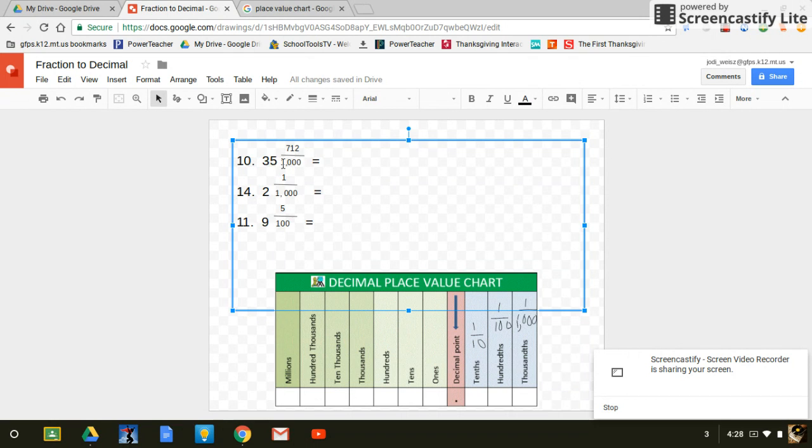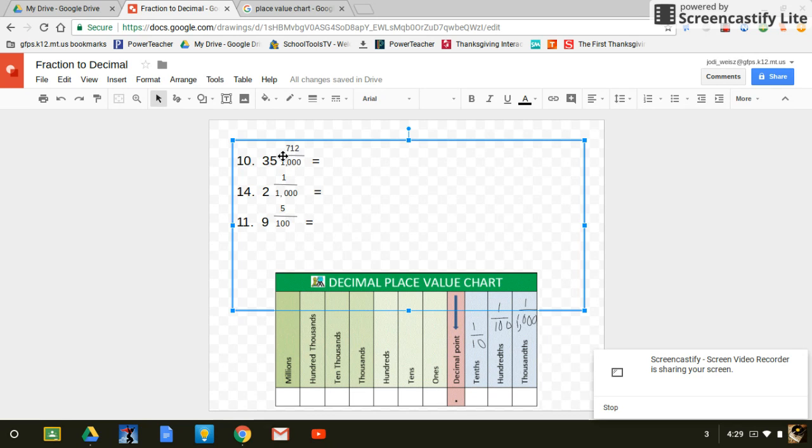This is a mixed number, of course, because I have a whole number out front and then a fraction next to it. So this says 35, and when I get done discussing the whole number, I'm going to say and. That is going to tell me that I need a decimal in my number that I'm going to write. Whenever you do a whole number and a fraction, you always say and between the whole number and the fraction. So this is 35 and 712 one-thousandths, or 35 and 712 thousandths.